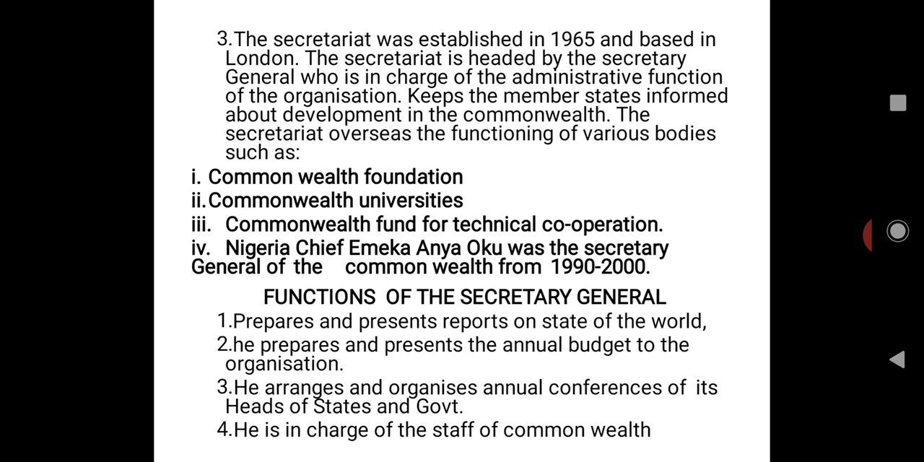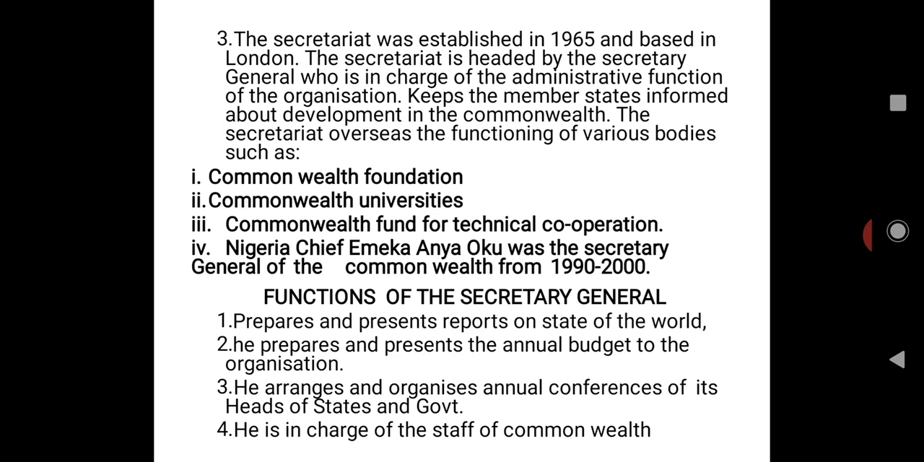She can come in person or send a delegate or a representative. Another strong organ of the Commonwealth is the Secretariat. The Secretariat was established in 1965 and it is based in London. The headquarters of the Secretariat is in London.